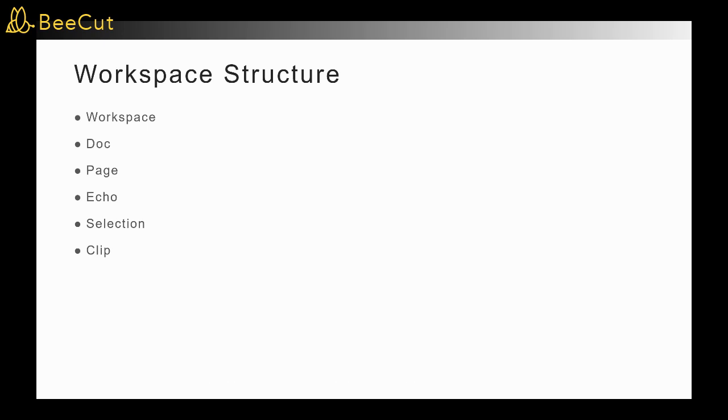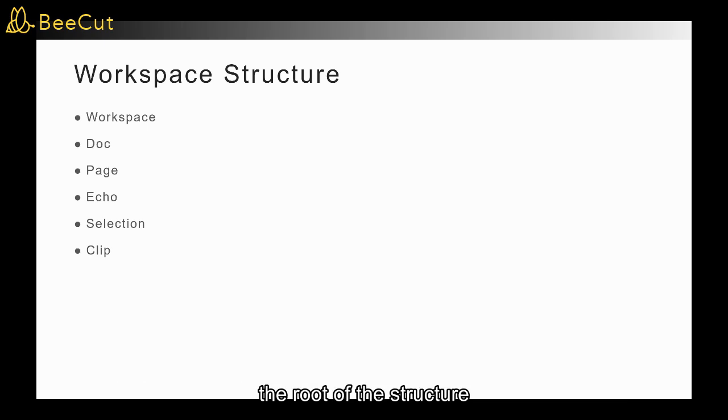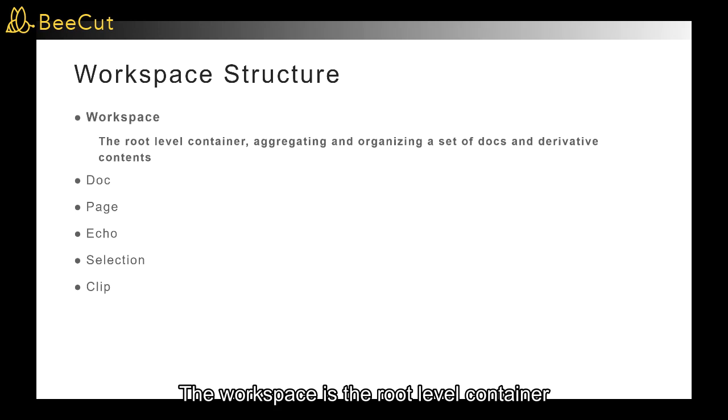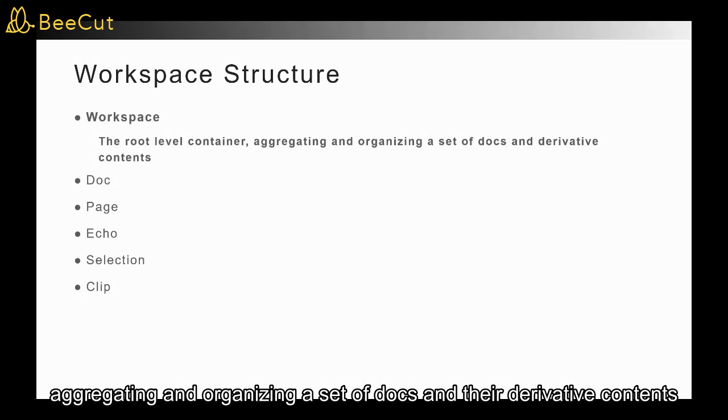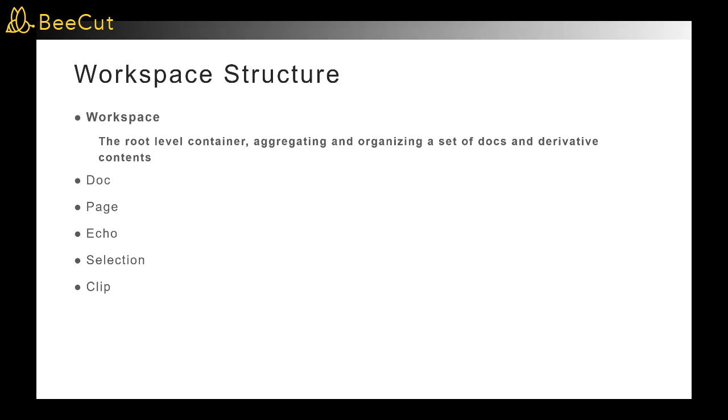Here, I defined the model as a hierarchical structure, which includes the following types of elements: workspace, the root of the structure, as well as doc, page, echo, selection, and clip. The workspace is the root level container, aggregating and organizing a set of docs and their derivative contents.